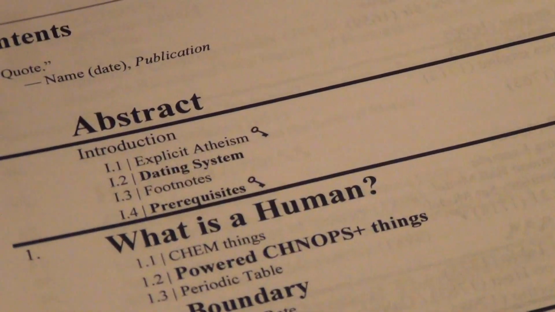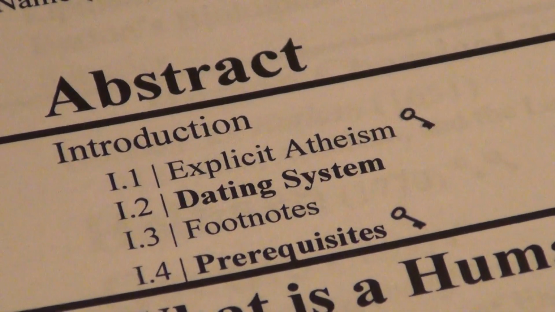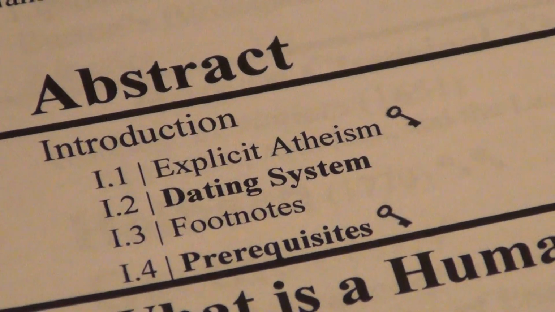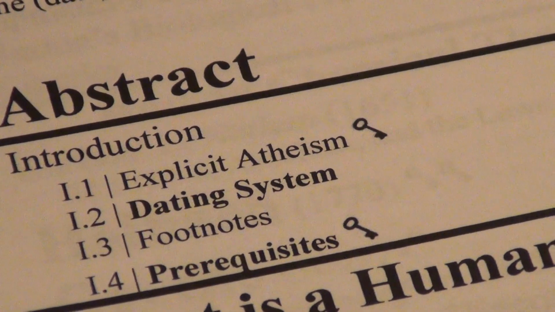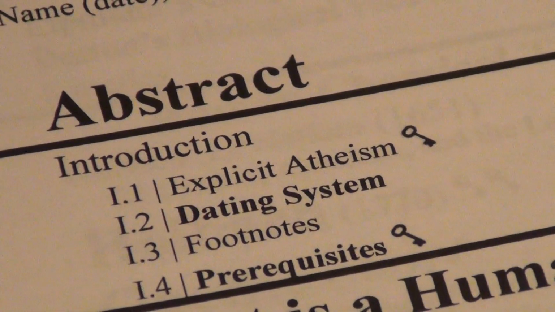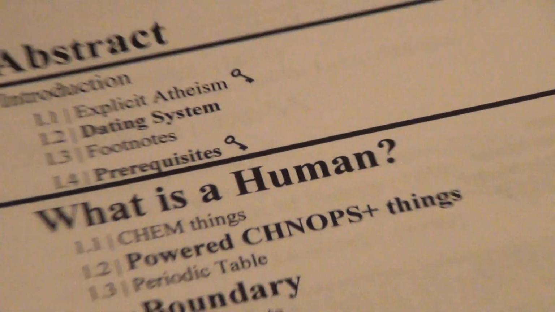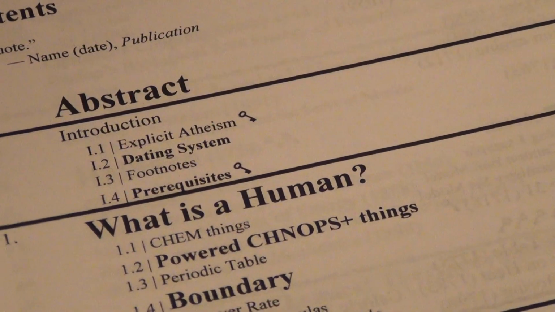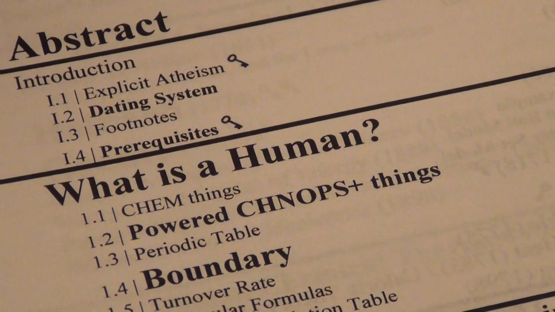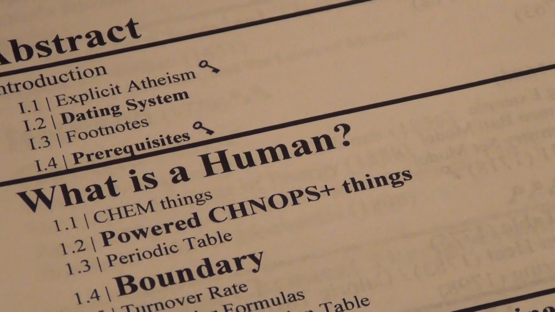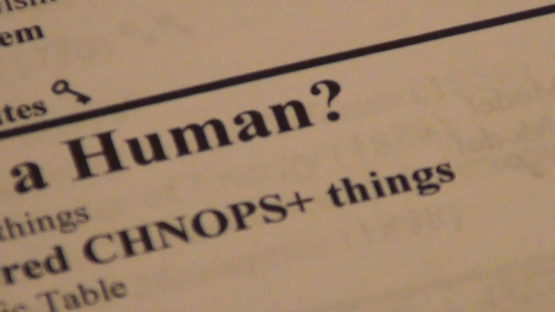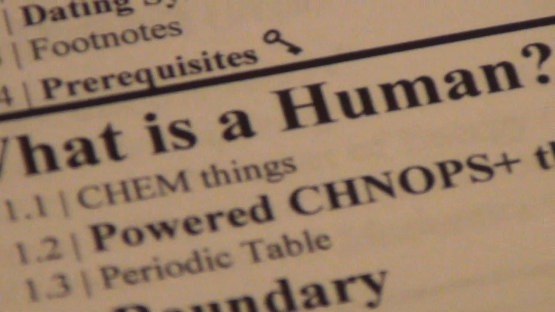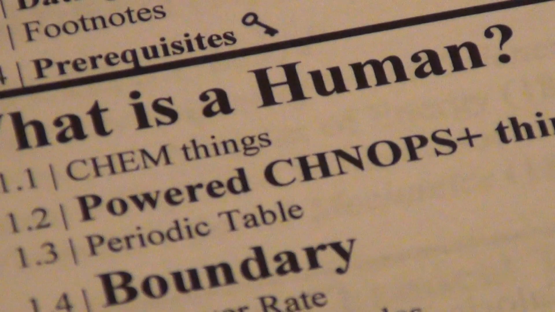The title pages have progressed as follows. We will be dealing with explicit atheism. There will be no discourse with respect to suppositions or supporting theories of God. We will be defining the human chemical thermodynamically as a powered chon-ups plus thing. That is a powered thing made of the elements carbon, hydrogen, nitrogen, oxygen, phosphorus, sulfur, plus 20 other elements, which goes back to definitions 100 years ago.